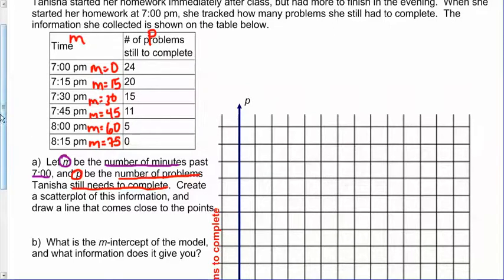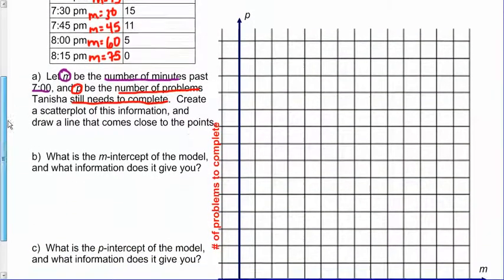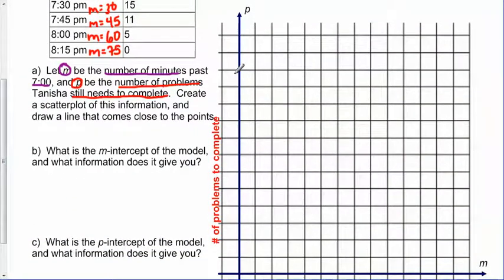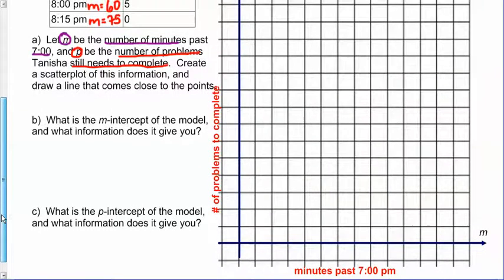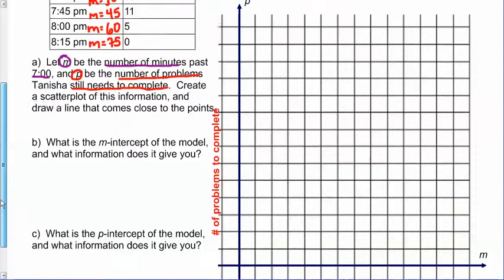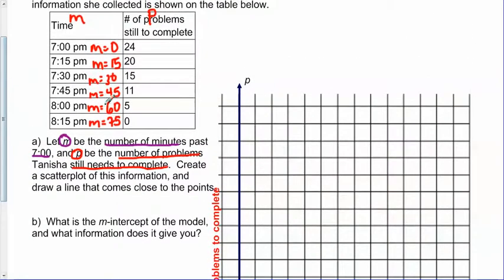So I've started out on my coordinate system. I've got my variables in place. So notice that there's the P for the number of problems still to complete. And here's my M down here. And that M represents the minutes past 7 p.m. And so now we just need to work on what our scale is going to be. So for my time, I need to go all the way from 0 to 75.